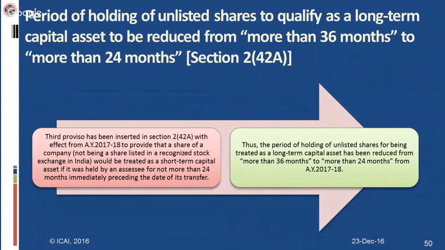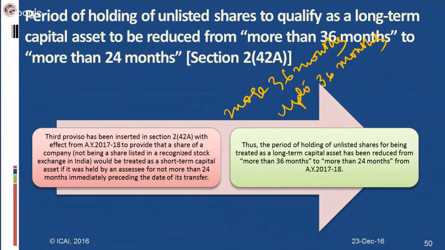Now, the first one is, what is a long-term capital asset? A long-term capital asset is something which has been held for more than 36 months, and a short-term capital asset is something held up to 36 months. In case of shares, it is listed shares and units of equity-oriented mutual funds, this period is 12 months.